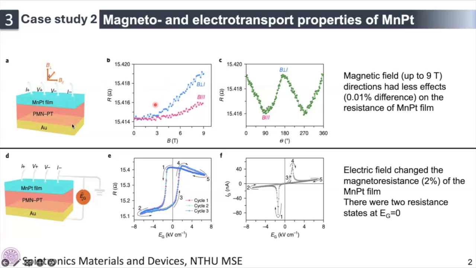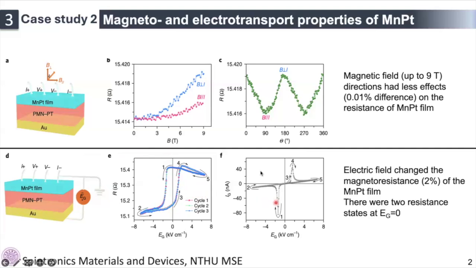And when a gate voltage is applied perpendicular to the structure, we can clearly see from figure E, the resistance has a 2% change when the positive or negative bias was applied. And figure F is the corresponding polarization switching curves of the PMN-PT.